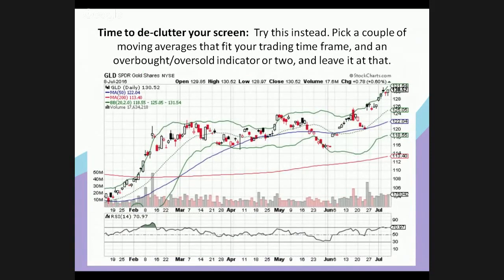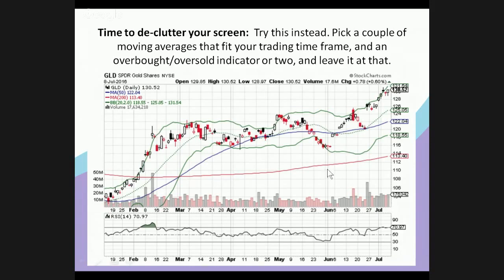Try this instead. Pick a couple of moving averages that fit your trading time frame and an overbought, oversold indicator or two, and leave it at that. Okay, I'm not saying you have to go this way. I'm just saying try it. Try it for a few days and see if you like it. I'm pretty confident that you won't want to go back to your old ways, your old cluttered ways.